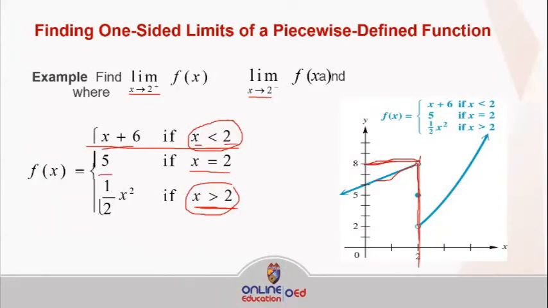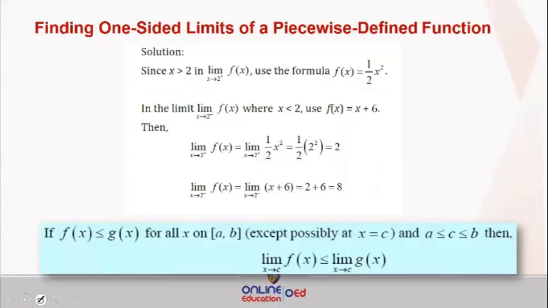For greater than 2, it is this line approaching 2, and the possible value is this part, possibly 2. So for our function, the right-hand side at x equals 2 has the value 2, and the left-hand side has the value 8.